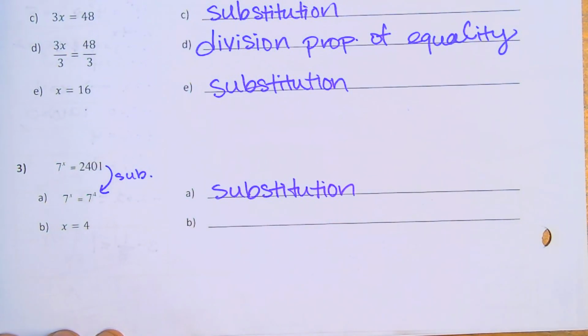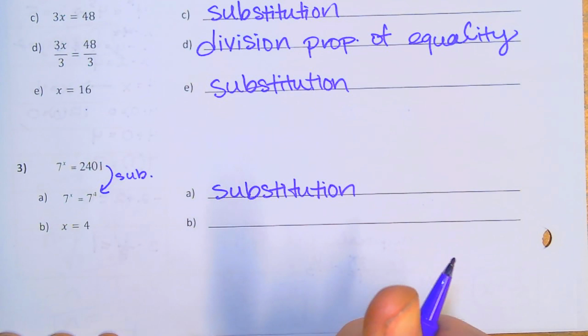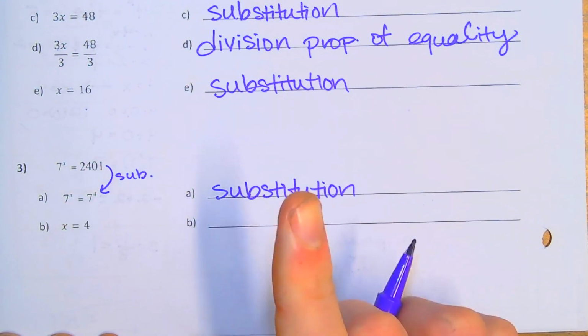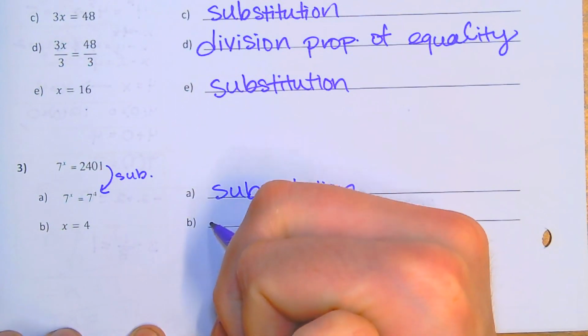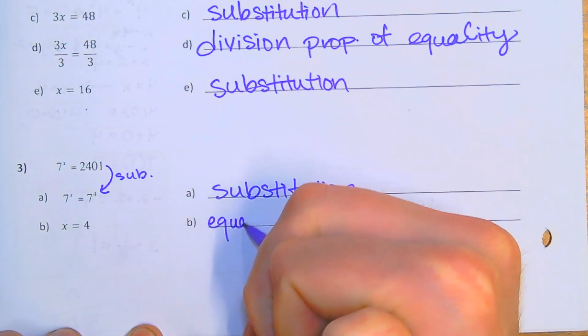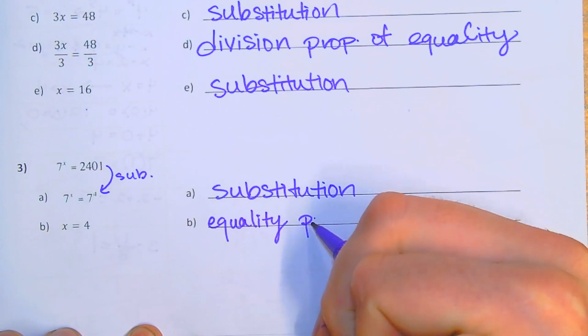And then, what are we going to be using? Now, if you guys reference, there's only one exponent property on the other side. It is called the equality property for exponents.